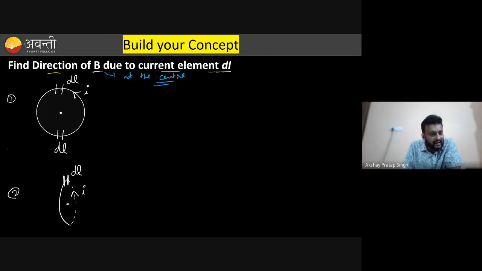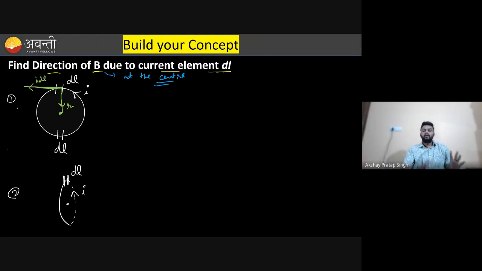First of all, we will find the direction of IDL. So current I is this way. I have to draw a tangent. So I have drawn a tangent here at the DL. What will be the arrow of this tangent? In the direction of current. So this is IDL. Next is the position vector of the point. The point is the center. So join DL with the position vector R. So this is R, this is IDL.